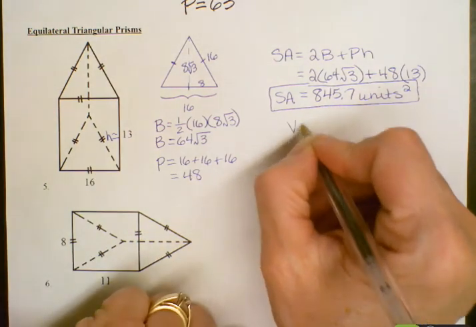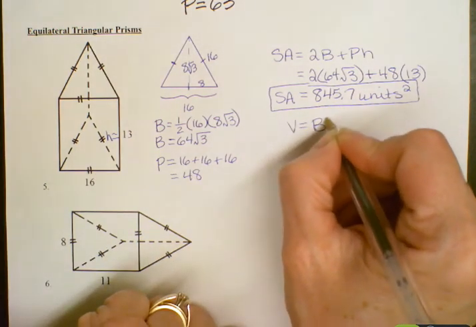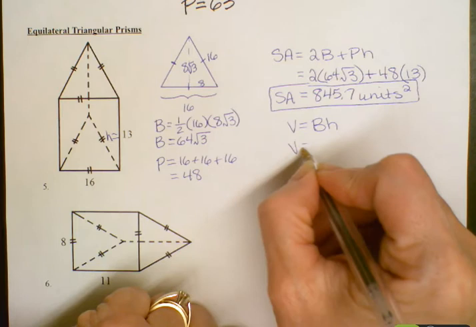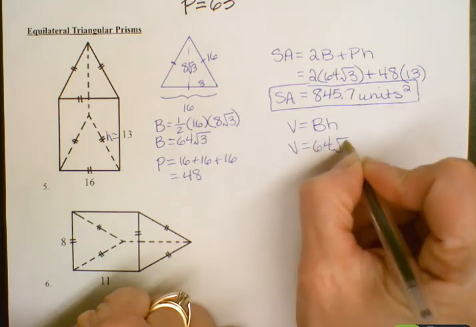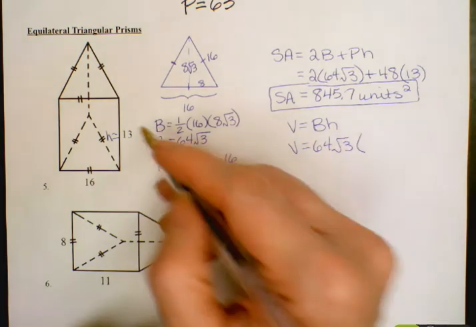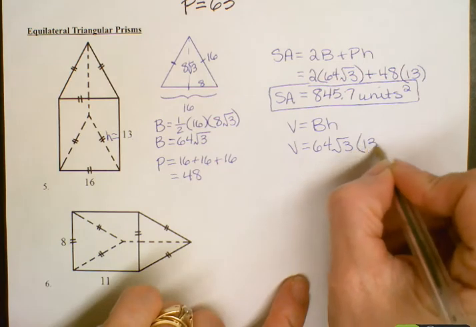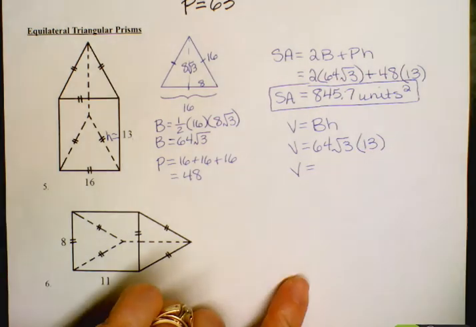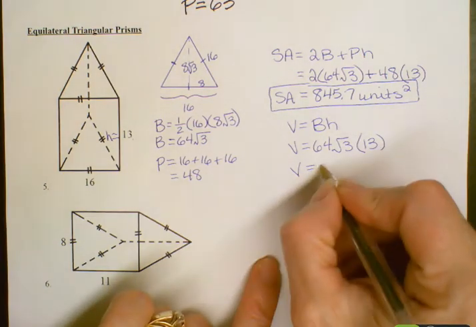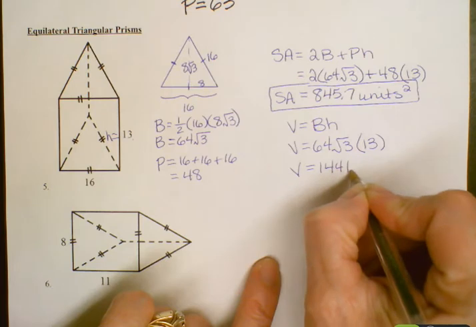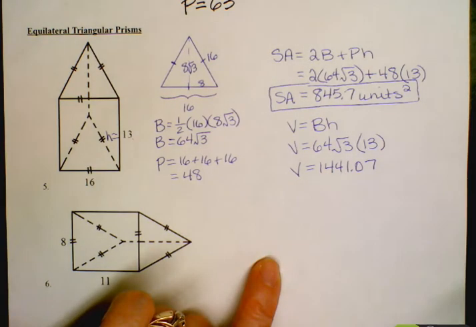Now the volume. Volume is the area of the base, B, times the height. In this case, 64 square root 3 times the height of the solid, 13. 64 square root 3, close that parenthesis, times 13. 1,441.07 units cubed.